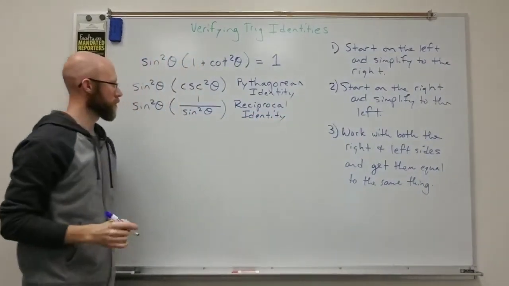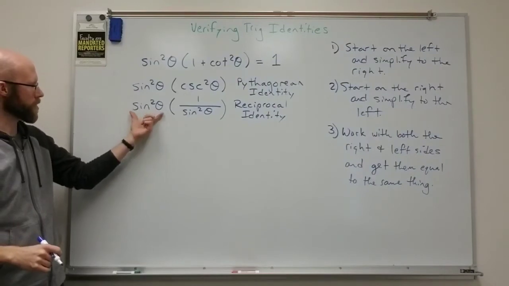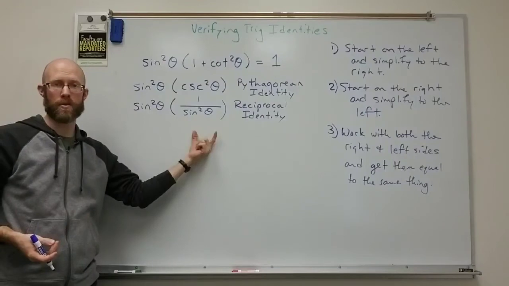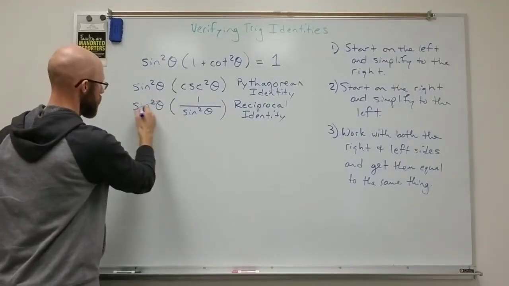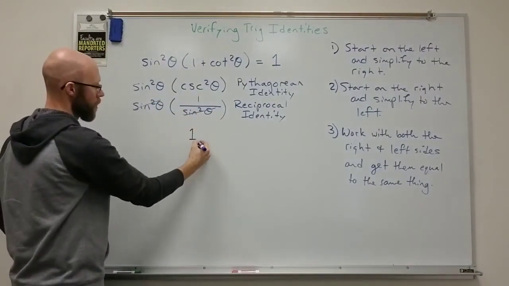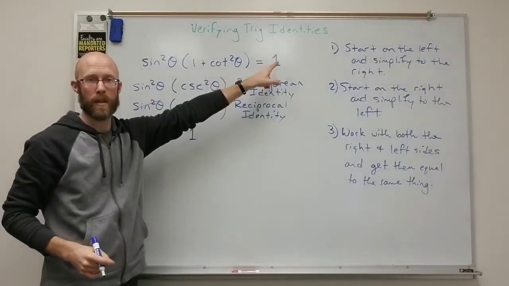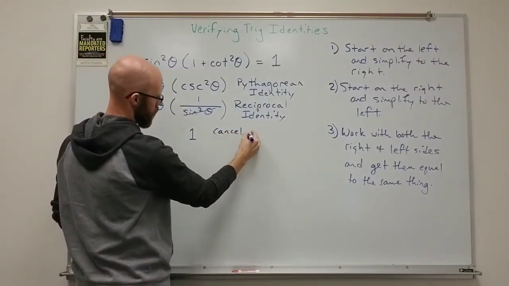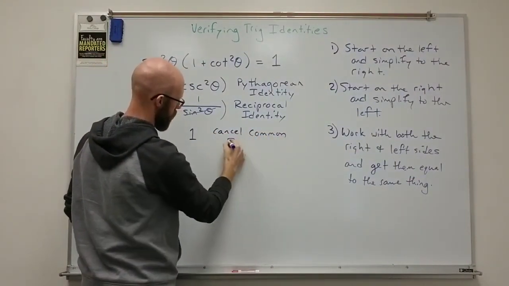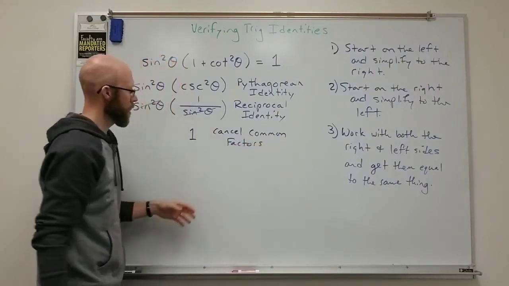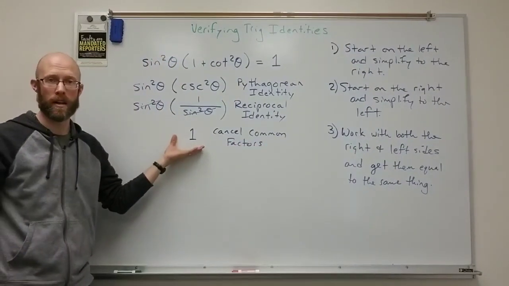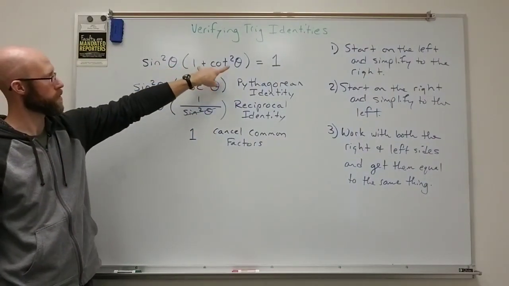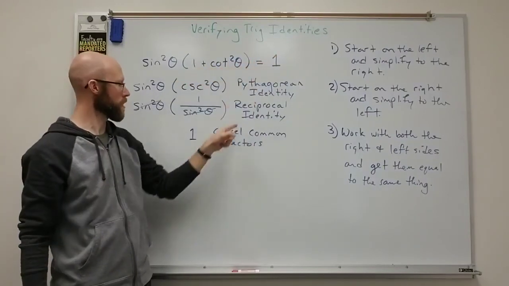And now I've got sine squared times 1 over sine squared. Well, a sine squared on top, a sine squared on the bottom, they cancel, and I'm left with just the 1, which is what we should have, right? That's what we want on the other side. So that's done by canceling common factors. And we have proven our identity, okay? So I've proven then using these 3 steps that the sine squared times the quantity 1 plus cotangent squared is equal to 1.